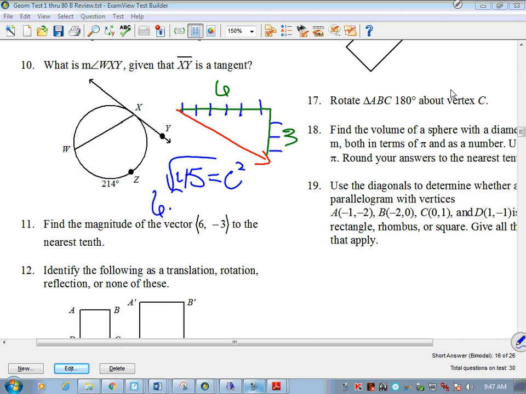6.7. It doesn't tell me units, so we'll say just units, because it's distance. It's not distance squared, it's not area. Is that the answer at the bottom? 6.7? Great. So we made it to question number 11.